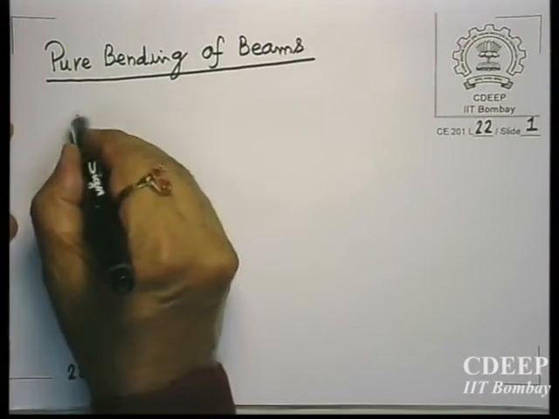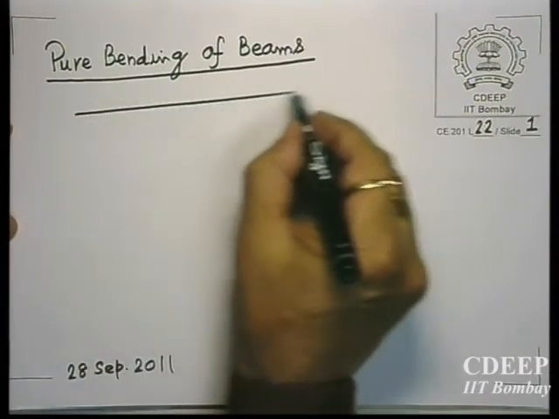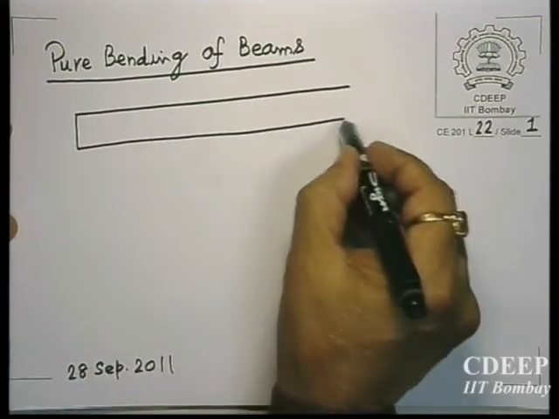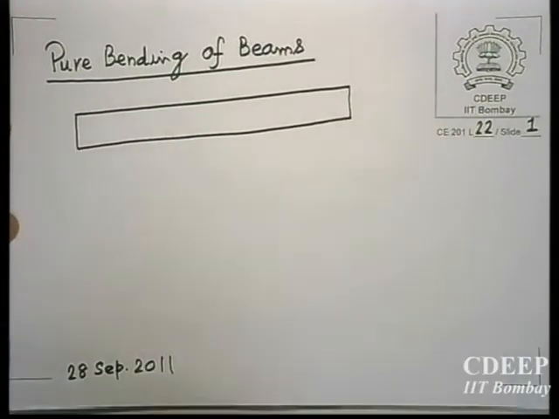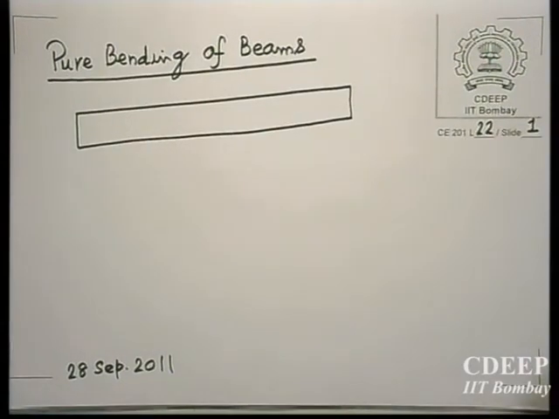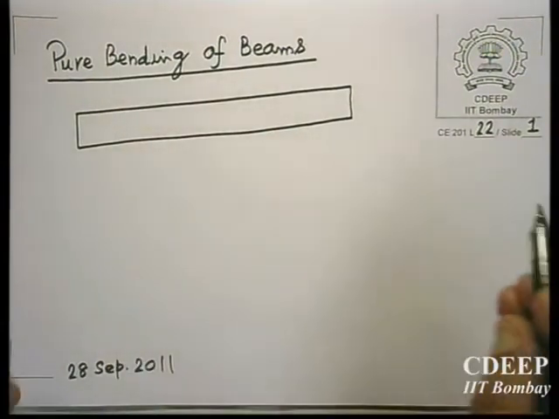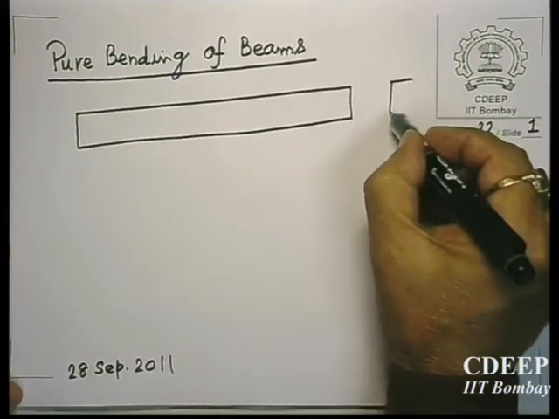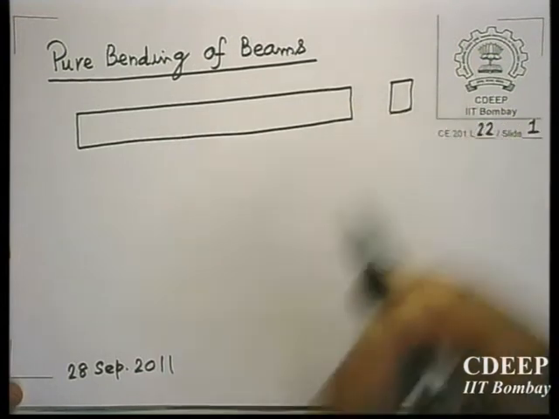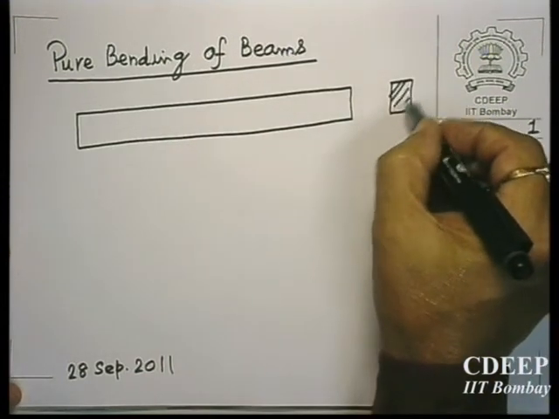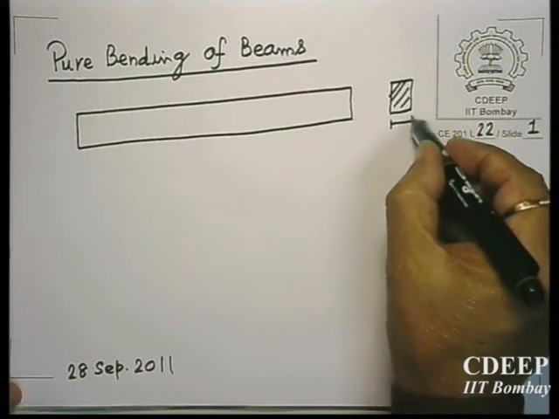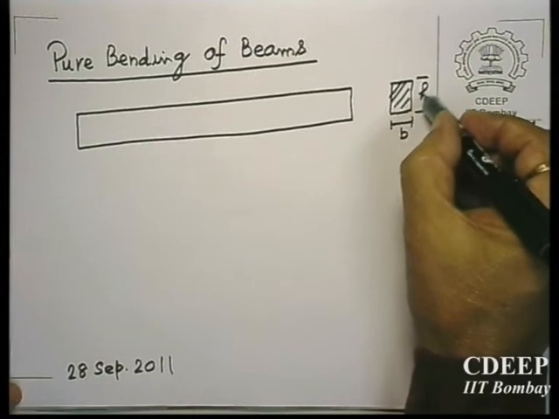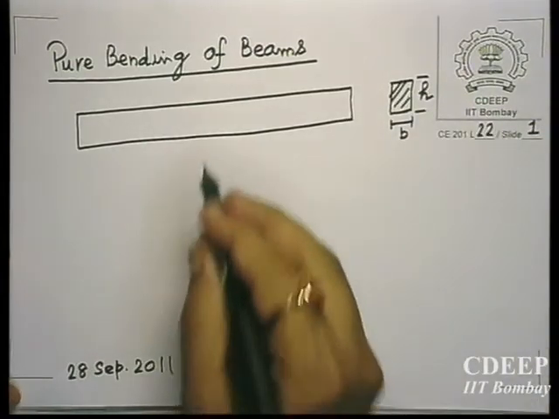Now when is this possible? If you have a beam, this is the longitudinal section of the beam, it can have a cross section. I will tell you about the cross section. So if this is the longitudinal section of the beam, and let us say the cross section is rectangular. So this is the cross section. There is a width B and there is a depth H and length is L.